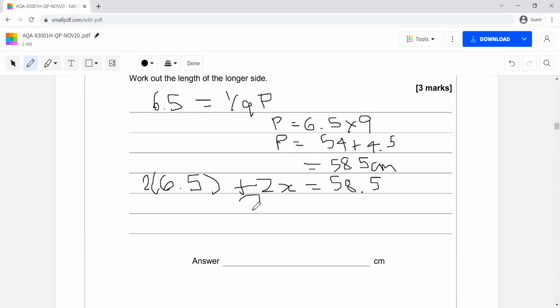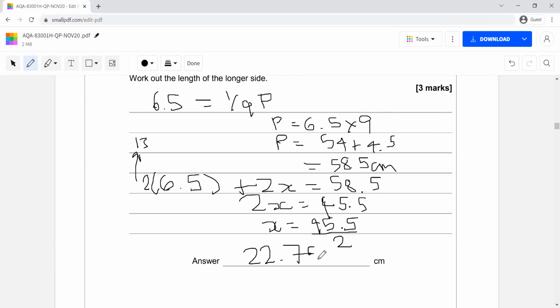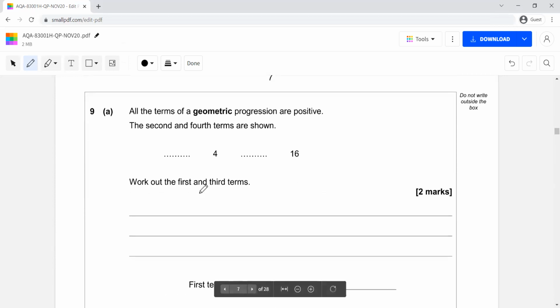Okay, so that means 2x is equal to 58.5 minus 13, because this is 13. So now we subtract 13 from both sides. So we get 45.5. So x is equal to 45.5 over 2. And this is equal to 22.75 centimeters.